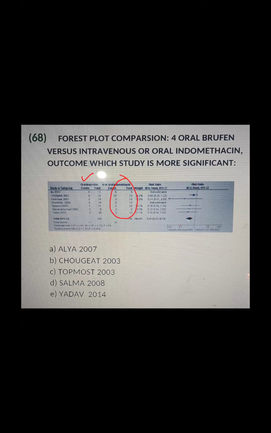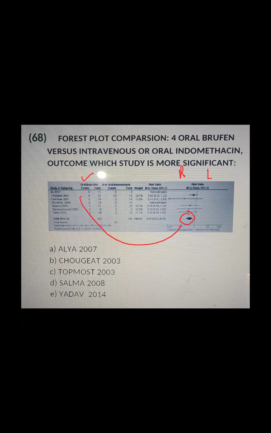Okay, so if I talk about it, let us assume this is your right and this is your left side. So the diamond is towards your right side. So of course the more effective studies are more towards the oral ibuprofen. This is the first conclusion.